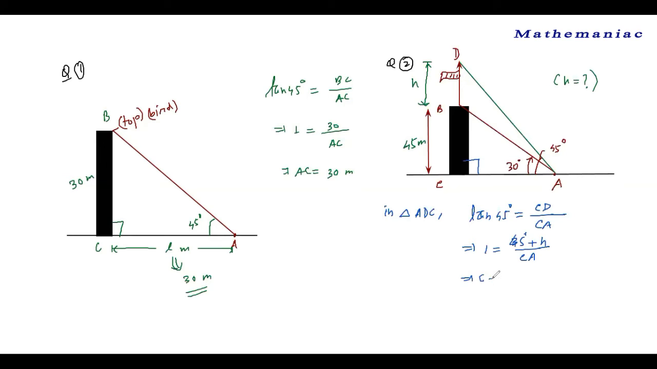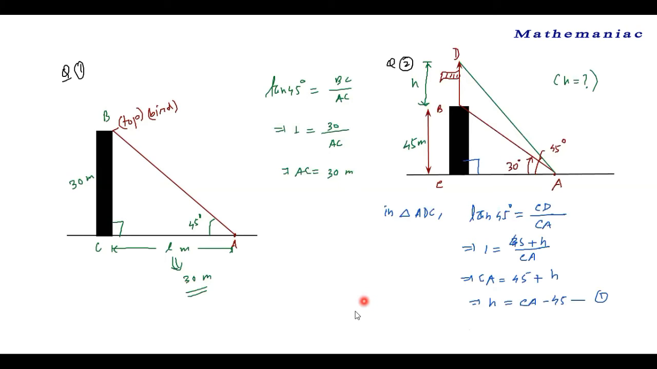Now if you do the cross multiplication, that is not 45 degrees, sorry, it is 45 meters. So it is 45 plus H. Now you are in need of H. So H will be equal to what? CA minus 45. So all that you now need to find is the value of CA. Once you get CA, you are done with the result, right?